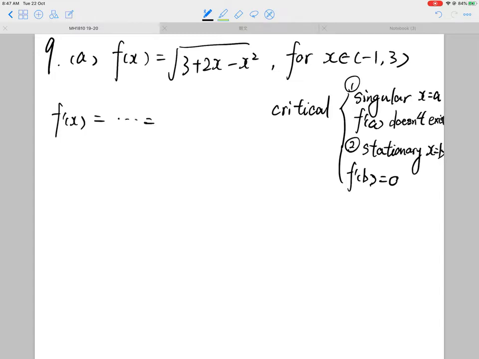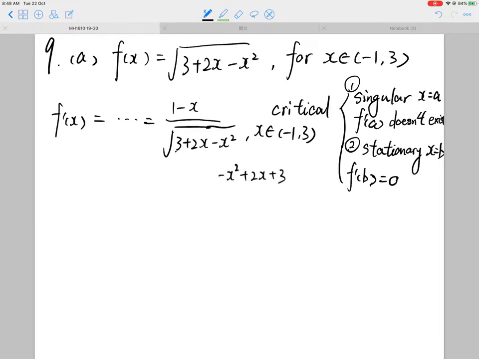okay, you do the calculation, it would be 1 minus x over square root of this, for x between -1 and 3. So what about this bottom part? This bottom is negative x squared plus 2x plus 3, right? Which is just negative x squared minus 2x plus 1, plus 4, which is 4 minus x minus 1 squared.